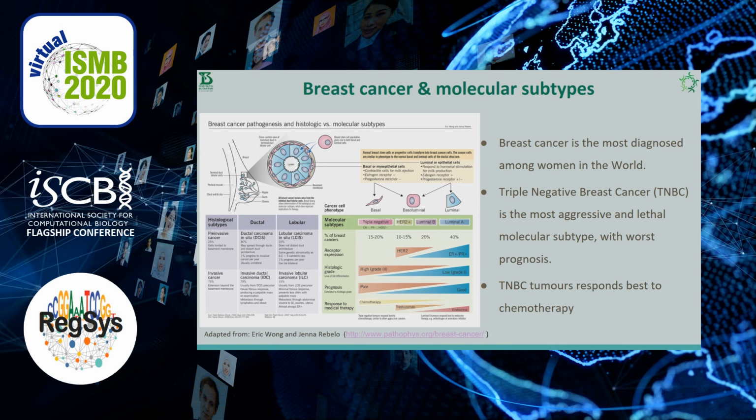Breast cancer is one of the most diagnosed cancers among women in the world, and it can be classified mainly in 4 subtypes that you can see in this picture, which shows all these characteristics. The subtypes are luminal A, luminal B, HER2, and triple negative. That's negative for the first 3 subtypes. So the triple negative is one of the most studied and important because it's the most aggressive and lethal molecular subtype with the worst prognosis.